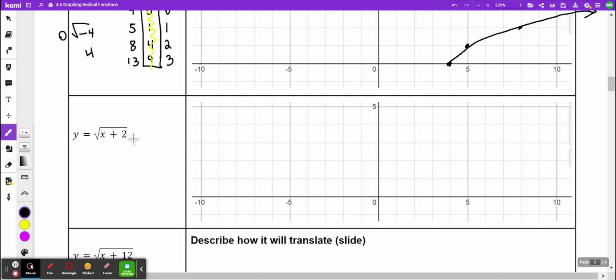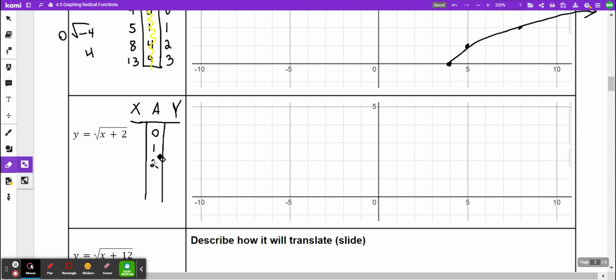For this one, I have a plus 2. So I'm going to have 3 parts: the first part is my input, my output, and then here's my answer. I want the square root of 0, the square root of 1, the square root of 4, and the square root of 9, because the square root of each one of those is 0, 1, 2, and 3.